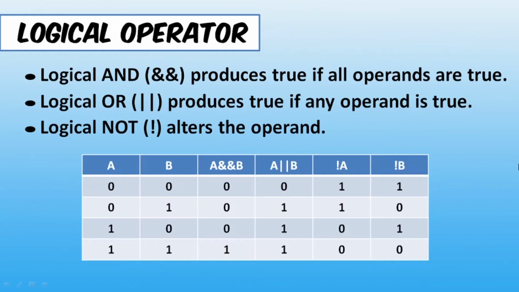Similarly, if you look at the first column and the last column, you can see both of them are altered. That means 0 in the first row will turn into 1 in the last column. Similarly, 1 will turn into 0.